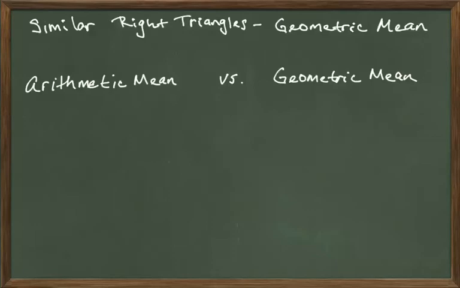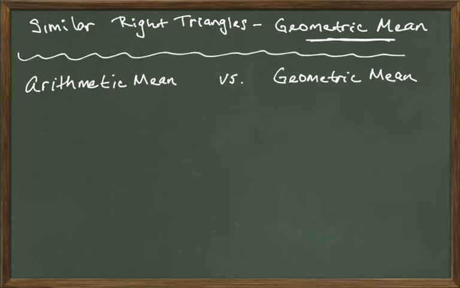Hey guys, today we're going to do notes over similar right triangles, and we're going to use the geometric mean to find parts of those similar right triangles. Before we get started, I want to explain the difference between arithmetic mean and geometric mean. Let's say you have two numbers, like 12 and 48, and we're going to find the arithmetic mean and the geometric mean between those two numbers.